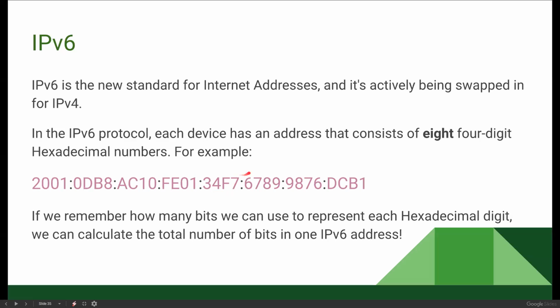In this IPv6 protocol, every single device is going to have an address that consists of 8 four-digit numbers in hexadecimal. For example, this long sequence of numbers and letters. Now, this is obviously a little bit more difficult to say than an IPv4 address because it's significantly longer, but it also can have a lot more information.